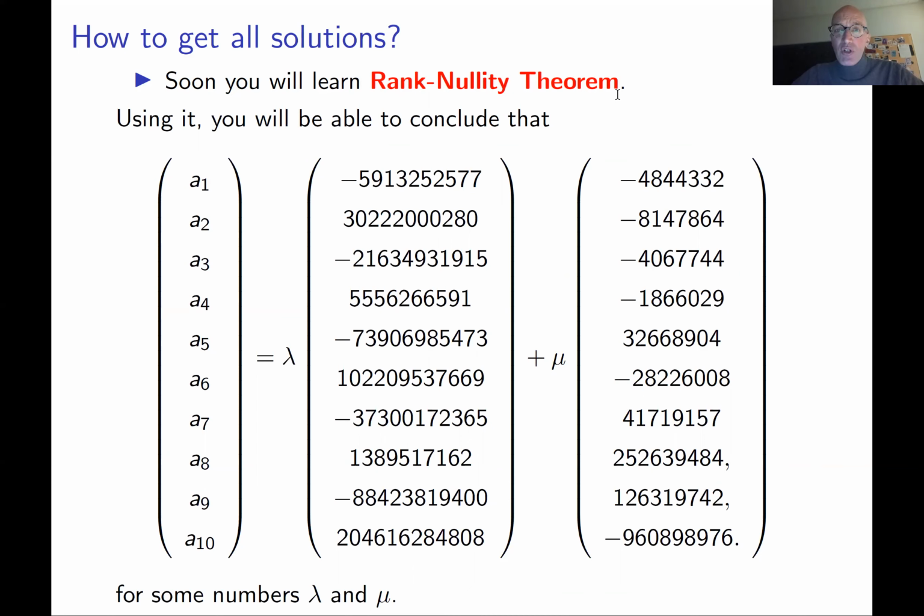And now, if you play around, if you take these two solutions, maybe with some coefficients, you take some number lambda and multiply by the first solution, you take number mu and multiply by the other solution, you add them, you get another solution. So the rank nullity theorem tells you that in this way, you obtain all solutions of our system of equations. So basically, this means we solved the system of our 8 equations with 10 unknowns. This is the solution.